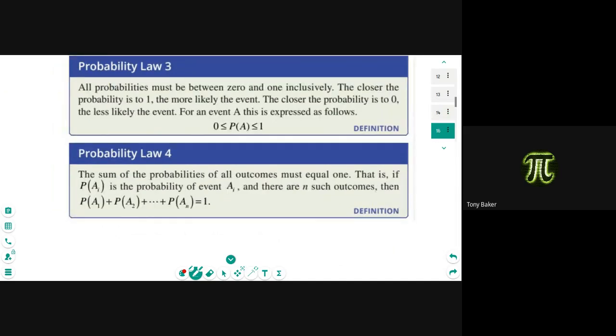Next, all probabilities are between 0 and 1 inclusively. So you are never going to have a probability that is less than 0. You will never have a probability that is greater than 1. It'll always be a decimal between 0 and 1, including 0 and 1. So when you do your calculations, if you got a number bigger than 1, you know you screwed up. Chances of you getting a negative number are slim unless you really screwed up. But you'll always have a number between 0 and 1.